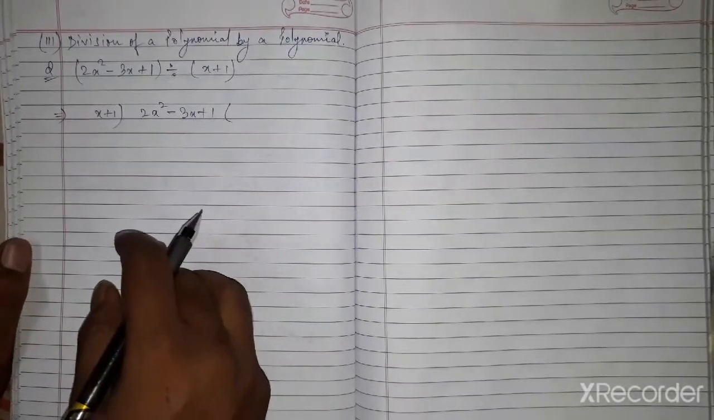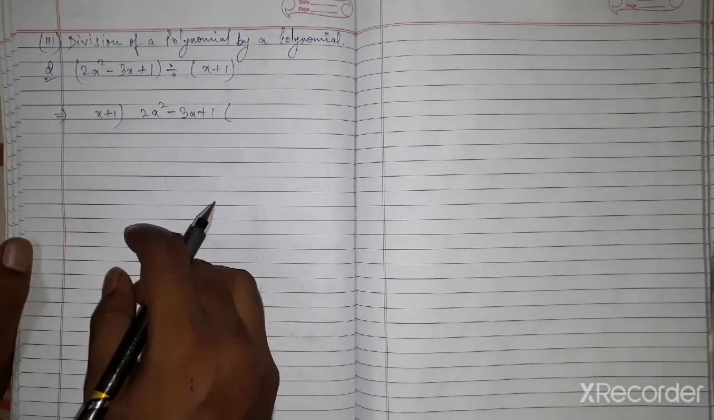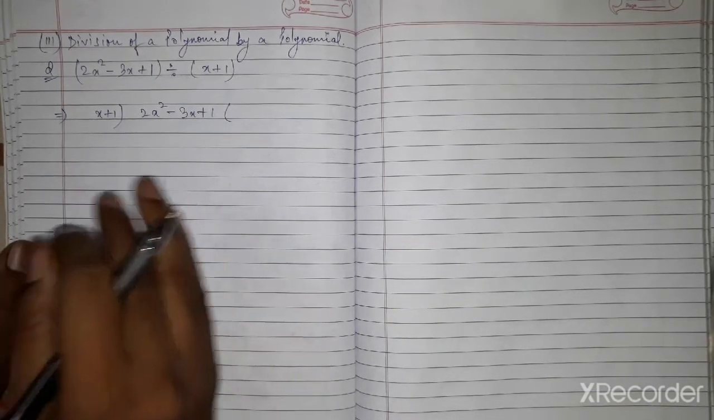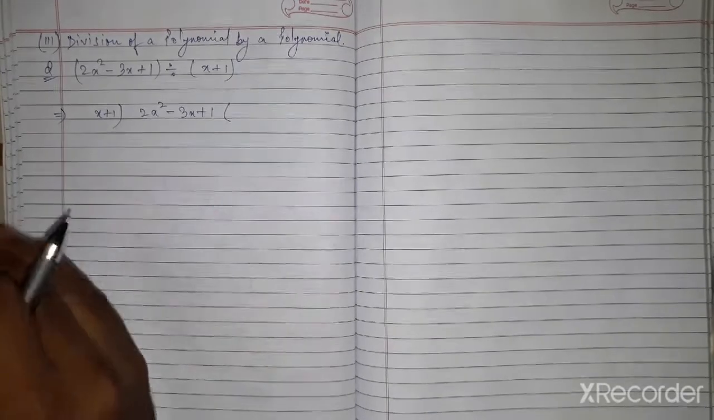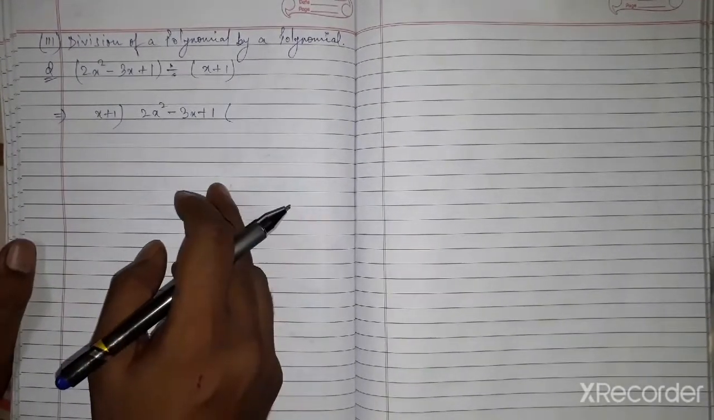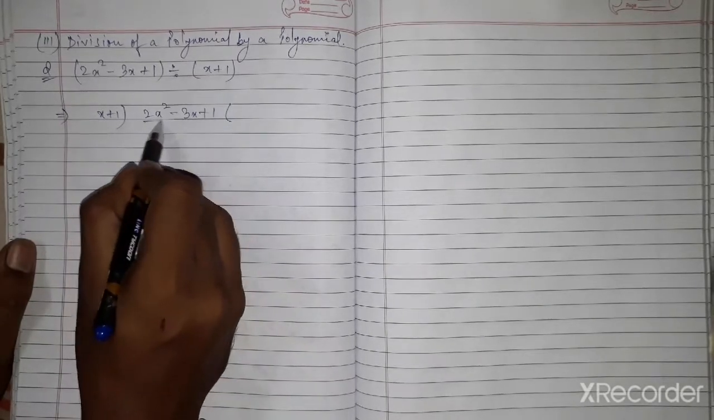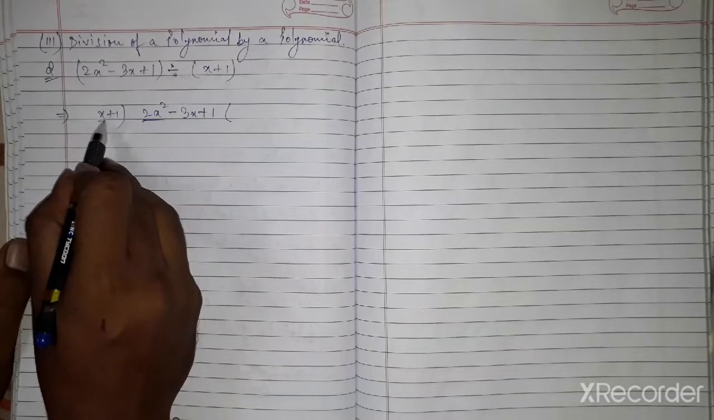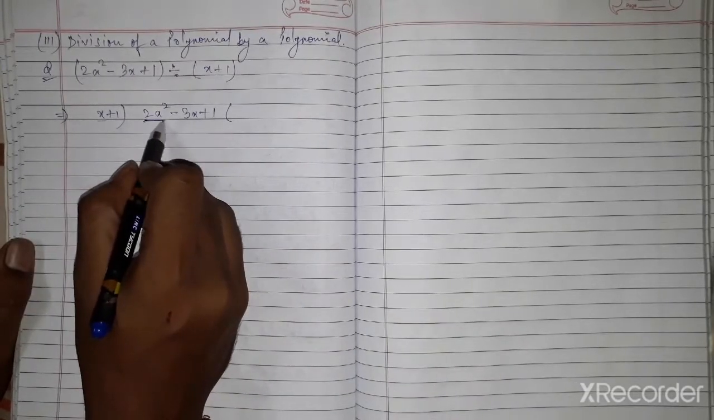The old method which we use while dividing a certain number. Now while dividing this polynomial by another polynomial, our prime motive is to eliminate the first term. Here the first term is 2x square. So how much will I multiply with this x so that it becomes 2x square?